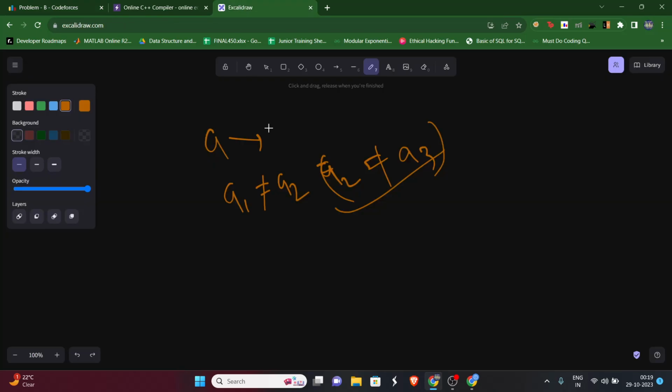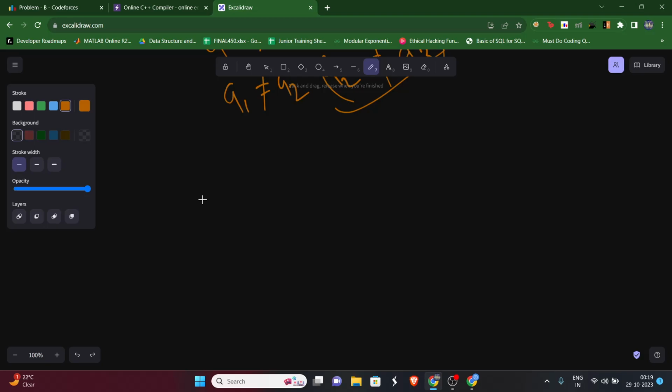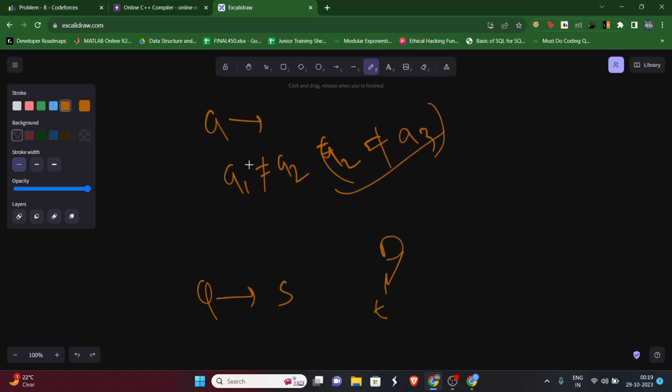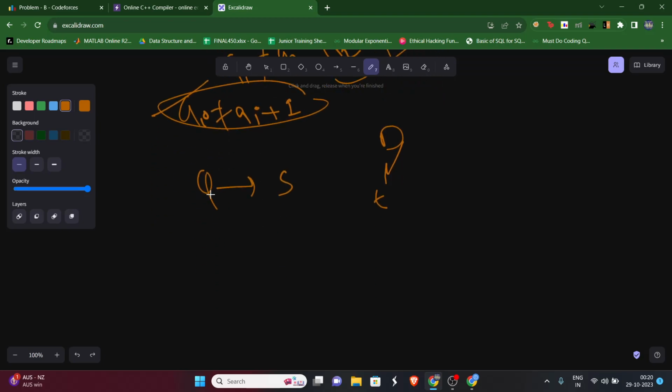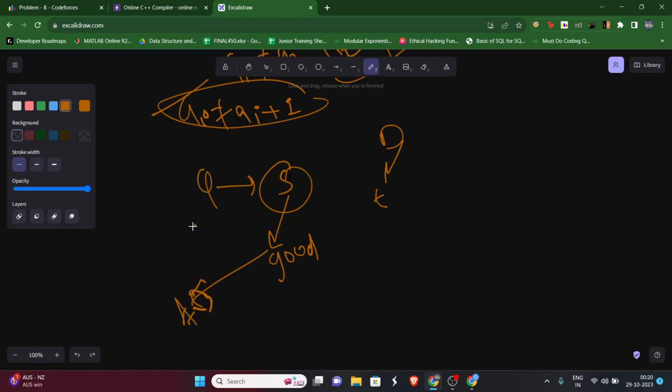So I'll just explain what the question is saying: there's a character called Qingshan who has string S, and there is Daniel who has string T. Now we already know what a good string is: for any good string, a of i should not be equal to a of i plus 1. Now Qingshan wants to make S good. Let's say if it was already good, then he doesn't have to do anything.